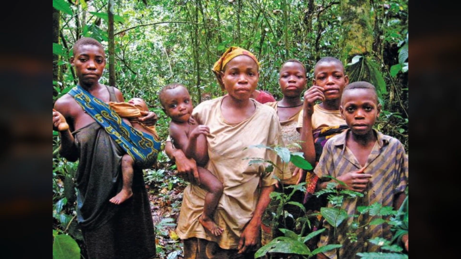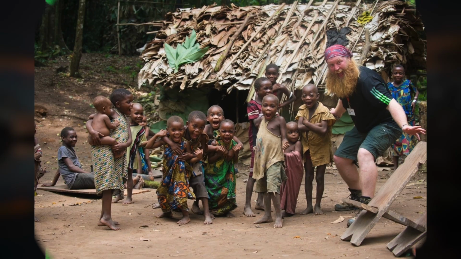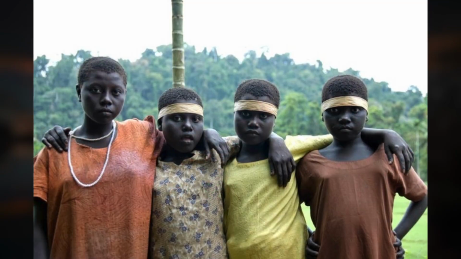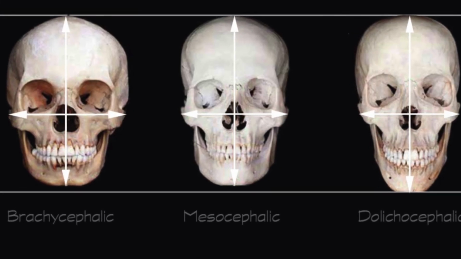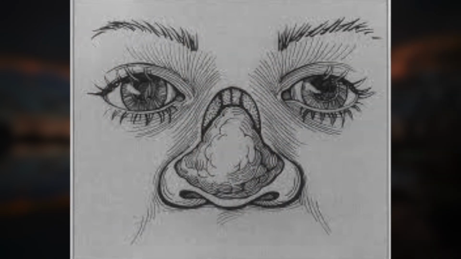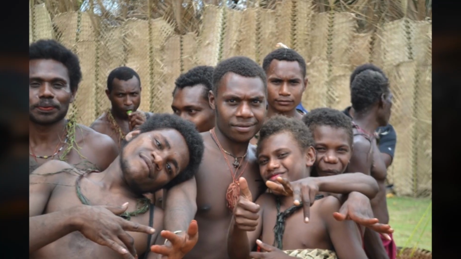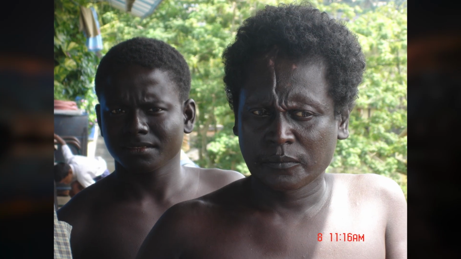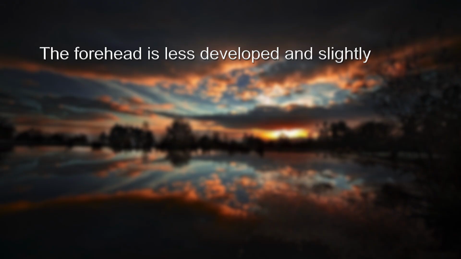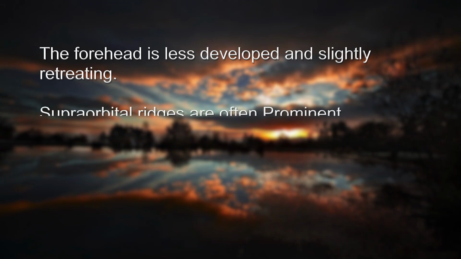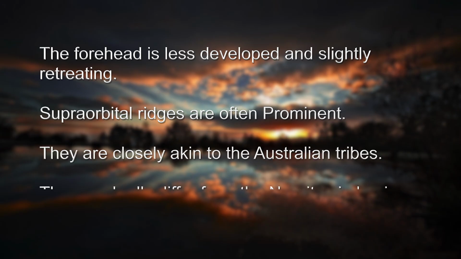In respect of the head and the hair structure, the Indian Negritos are more close to the Melanesian pygmies than to the Andamanese. Coming to the second one, the Proto-Australoid, they are characterized by dolichocephalic head, markedly platyrrhine nose which is depressed at the root, short stature, dark brown skin color, wavy or uneven curly hair. The forehead is less developed and slightly retreating. Supraorbital ridges are often prominent. They are closely akin to the Australian tribes.